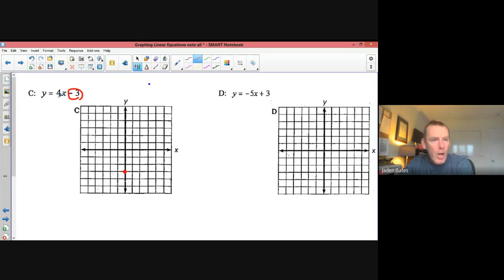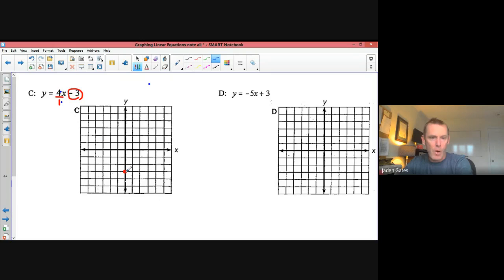There's not a rise and a run. There's only the run. You can turn any whole number into a fraction by simply dividing it by 1 because that will not change the value of the slope. 4 divided by 1 is still 4. But now we have a rise, which is 4, and a run of 1. So that is telling me that I need to go up 4 and right 1.